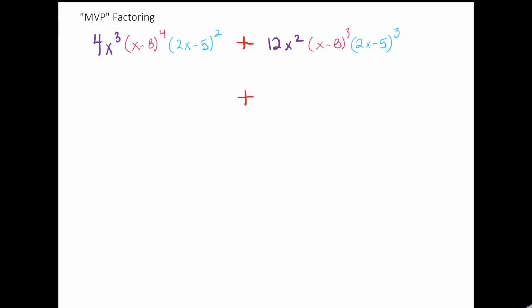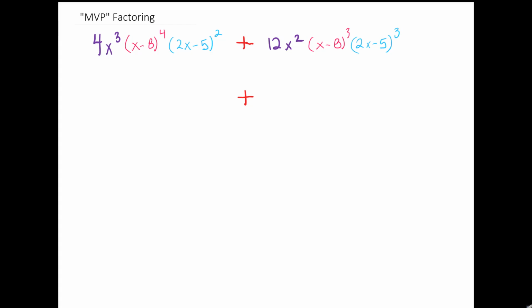Okay, here we're going to do an MVP, or most valuable problem, type of factoring. The short version is that we're just going to pull out the GCF, the greatest common factor, but it does look like a very, very complicated greatest common factor here. One technique we could use is a substitution, but I'm going to show you how to jump from this to the end.